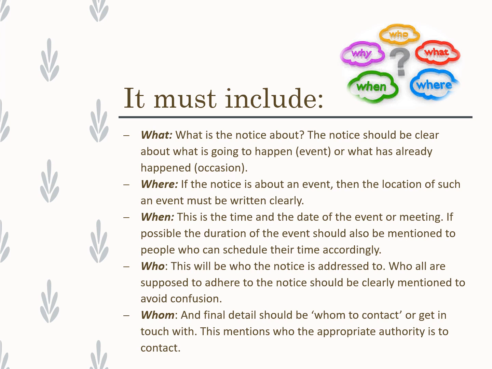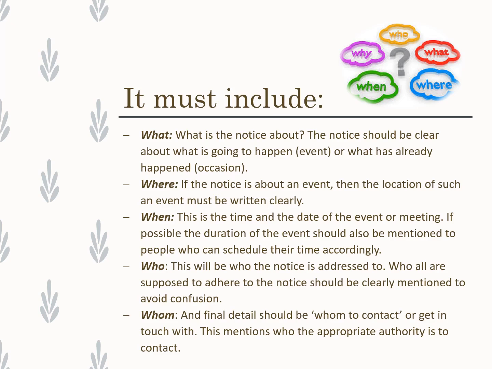What? What is the notice about? The notice should be clear about what is going to happen, the event, or what has already happened, the occasion. It's just one and the same thing. You don't have to get confused about it. Then the next one is where. If the notice is about an event, then the location of such an event must be written clearly.